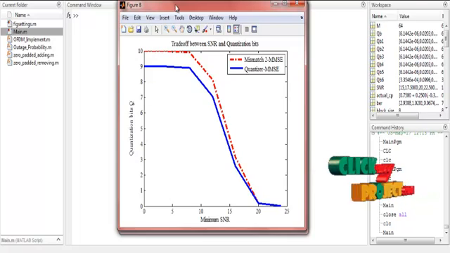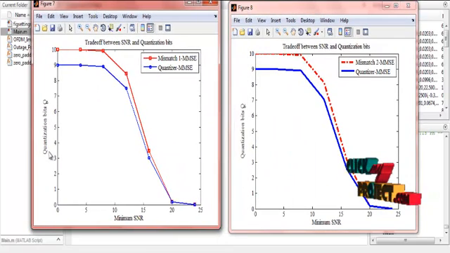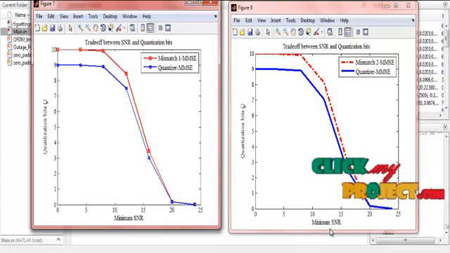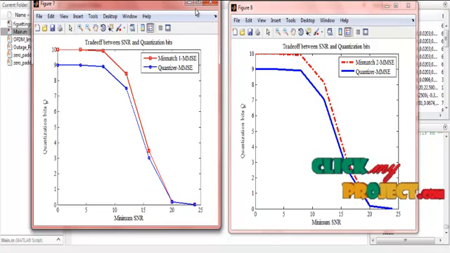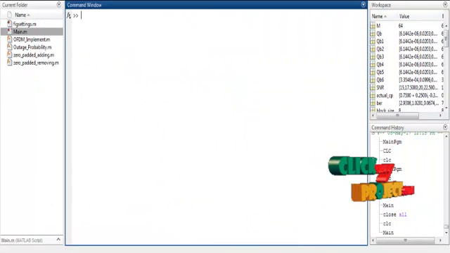This is the same process. The Y axis indicates the quantization bits QB, and the X axis indicates the minimum SNR of the process. So these are quantizer MMSE, mismatch 1 and mismatch 2 of the process. These are the two different graphs.